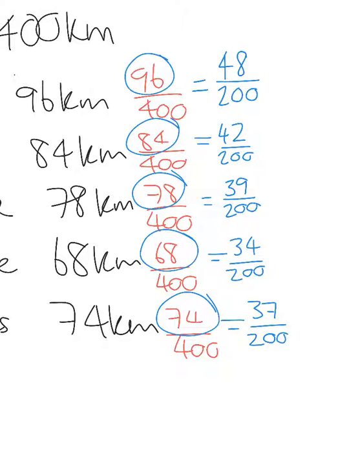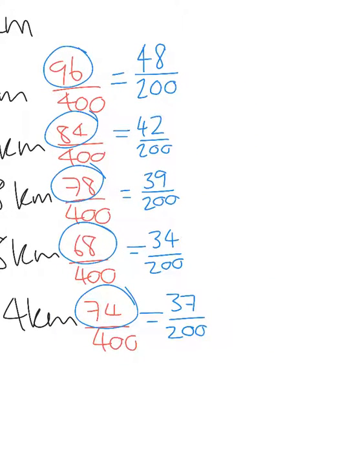Because the question said express it in simplest form, let's see. 48 over 200, still even numbers, so I can split down again by dividing by 2. 48 divided by 2 is 24, and 200 divided by 2 is 100. 42 and 200 I can split down again, 21 over 100.